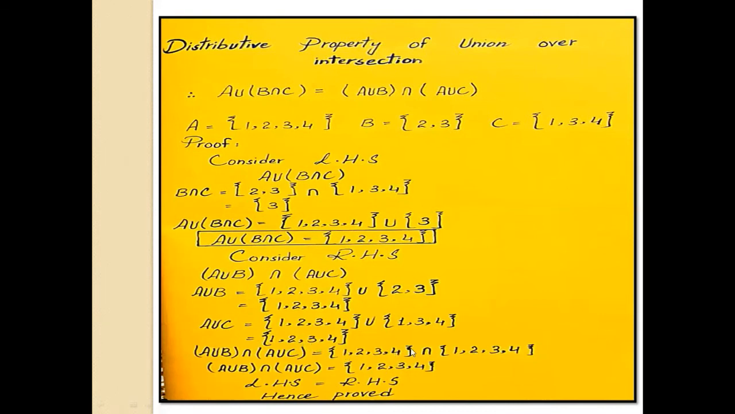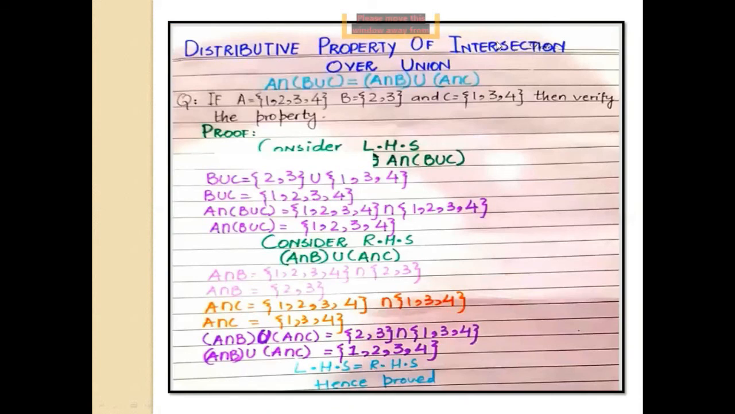And their common elements are, because both the sets are the same: 1, 1 is present in both sets right here. 2, 2 are the same. 3, 3 are the same. 4, 4 is the same. So left hand side is also equal to right hand side. So the distributive property of union over intersection is proved. Now the last property, property number 6, the distributive property of intersection over union.